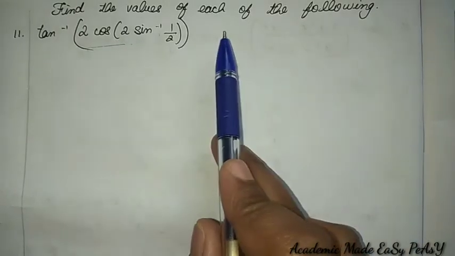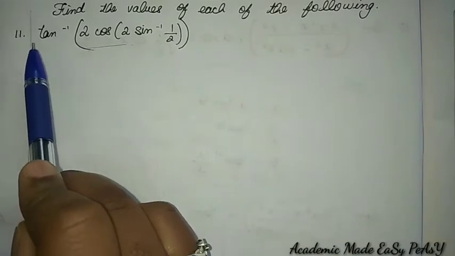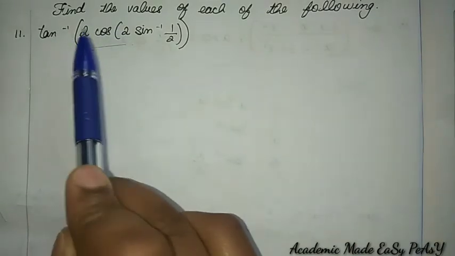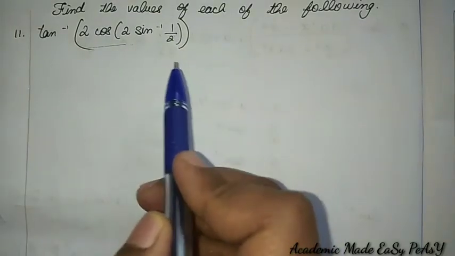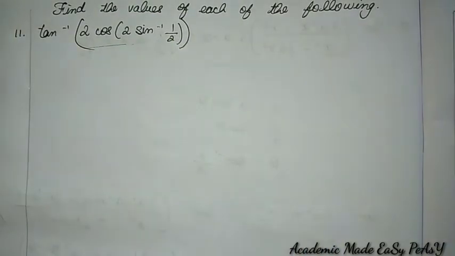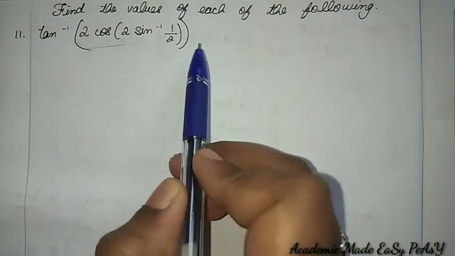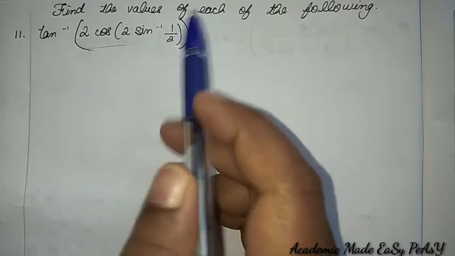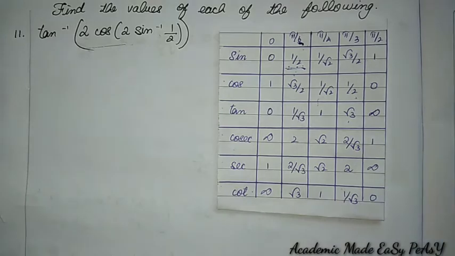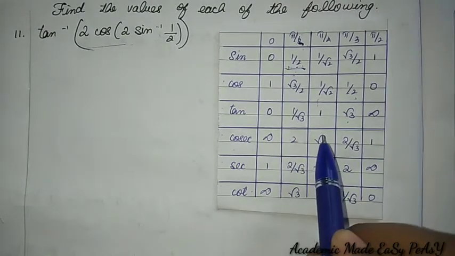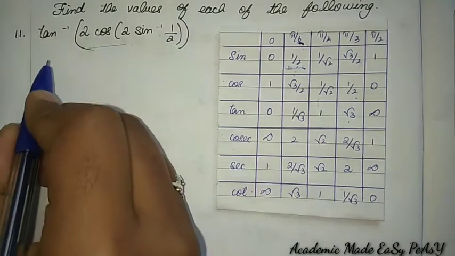Find the values of each of the following. 11th question: tan inverse 2 cos 2 sine inverse 1 by 2. For this type of question we have to find the values, substituting the value of 1 by 2 in sine, cos and all. This is one of the easiest parts. We have to remember this table to do all these sums. So now let's move on to the solution.